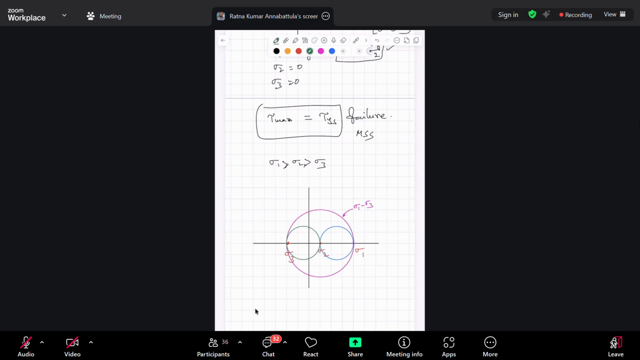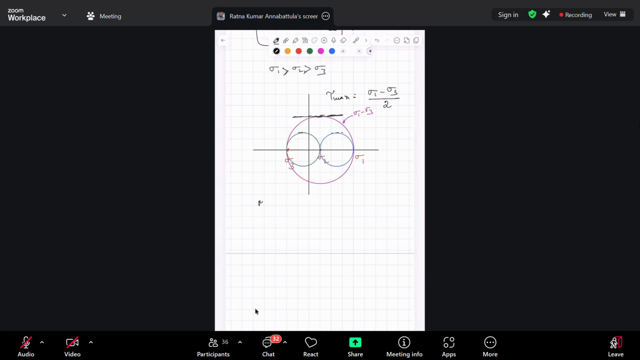Now, among these three Mohr circles, what is the maximum shear stress? This is the maximum shear stress. Can you see that? Yes, sir. This is another shear stress, this is another shear stress, but the maximum is this. That is tau max. In that case, tau max is equal to sigma 1 minus sigma 3 by 2. Do you agree? Yes, sir. In a full 3D state of stress, when sigma 1 is greater than sigma 2 greater than sigma 3, the maximum shear stress is sigma 1 minus sigma 3 by 2. Agreed?